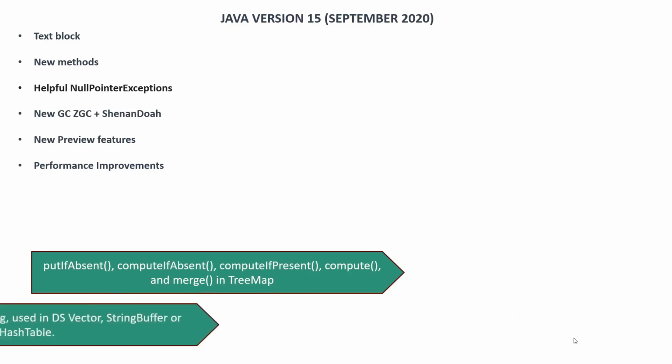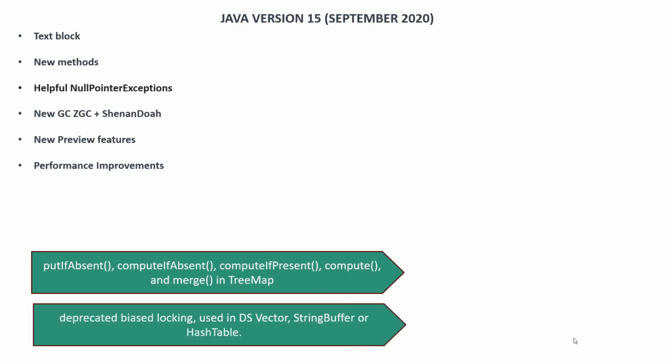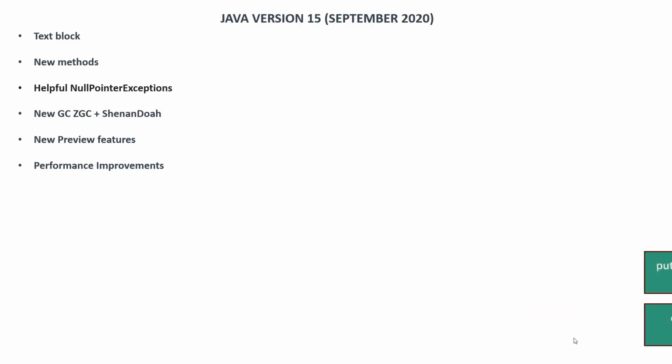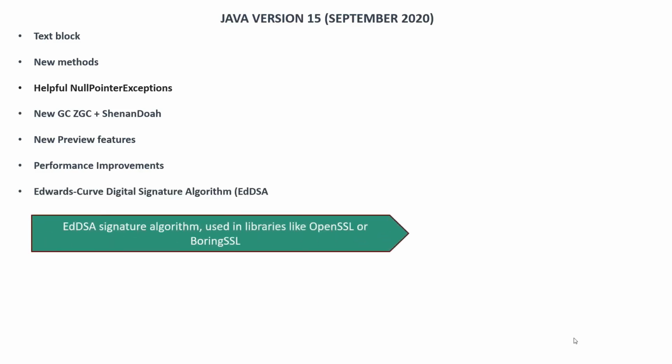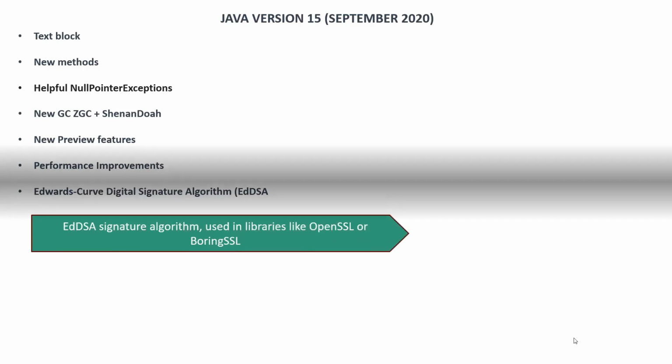In Java 15, biased locking was disabled and deprecated, which was used for data structures like Vector, StringBuffer, or Hashtable. Java 15 introduced EdDSA, the Edwards-Curve Digital Signature Algorithm. This is used for the Java cryptography architecture. This algorithm can be used in many crypto libraries like OpenSSL or BoringSSL.